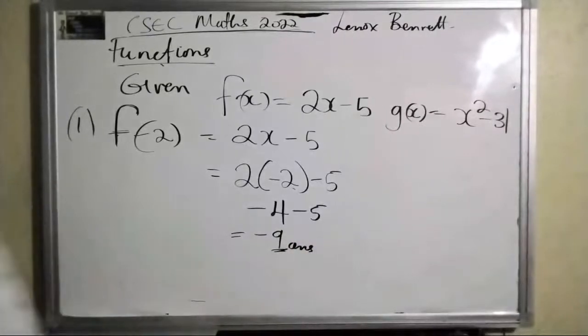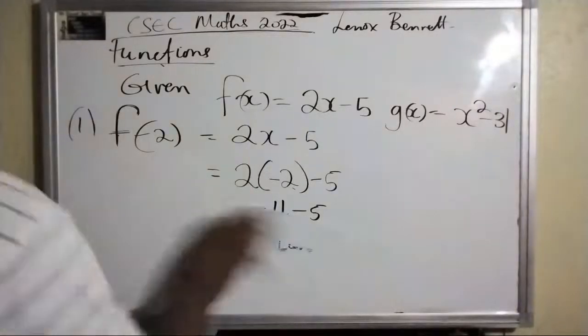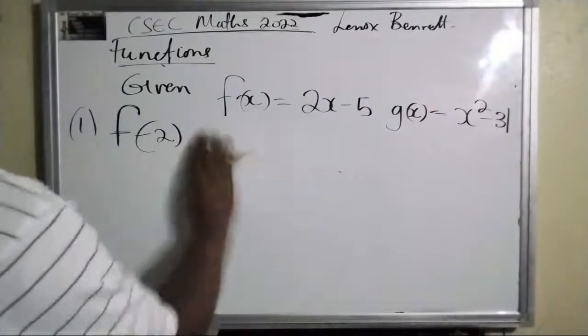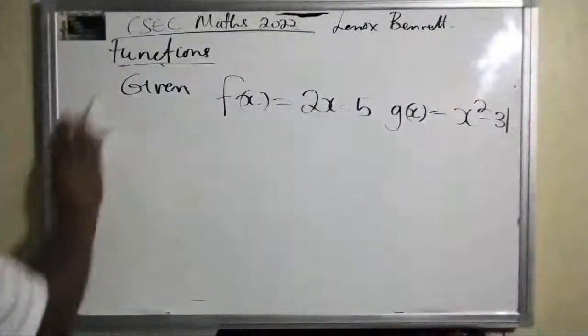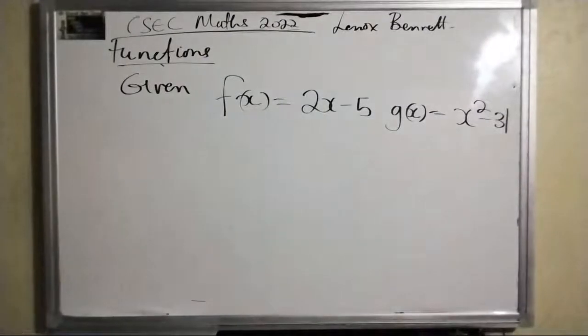Alright. And that is actually worth 1 mark. Next, they say g of f of 1. So you are supposed to find g of f of 1, and that's supposed to be worth 2 marks. So let's just do that. No need to panic.